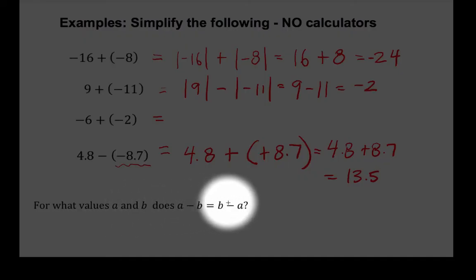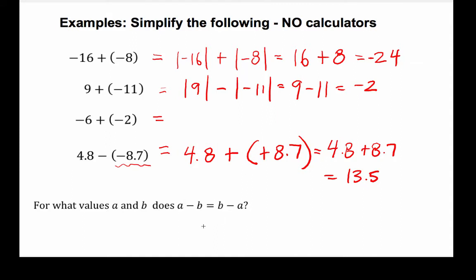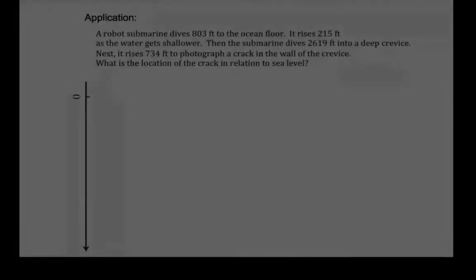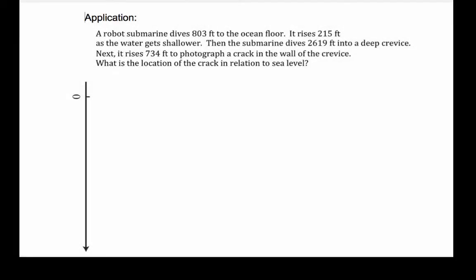And just a question to consider, to get you thinking: for what values a and b does a minus b equal b minus a? Meaning, are there any two numbers that we can subtract one way and then change the order of the subtraction and still get an equivalent or an equal value? And the answer is yes, there's one set of values here. A and b are both 0. 0 minus 0 equals 0 minus 0 because 0 minus 0 is 0 and 0 minus 0 is 0. That's a true statement.